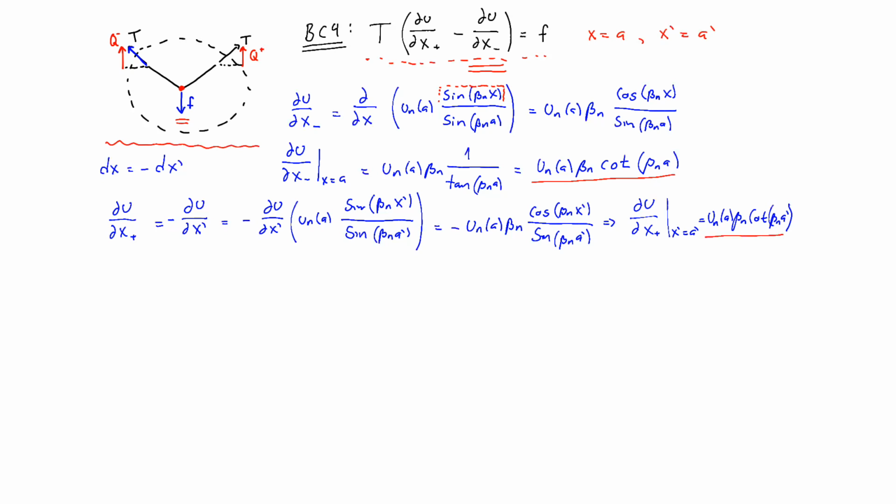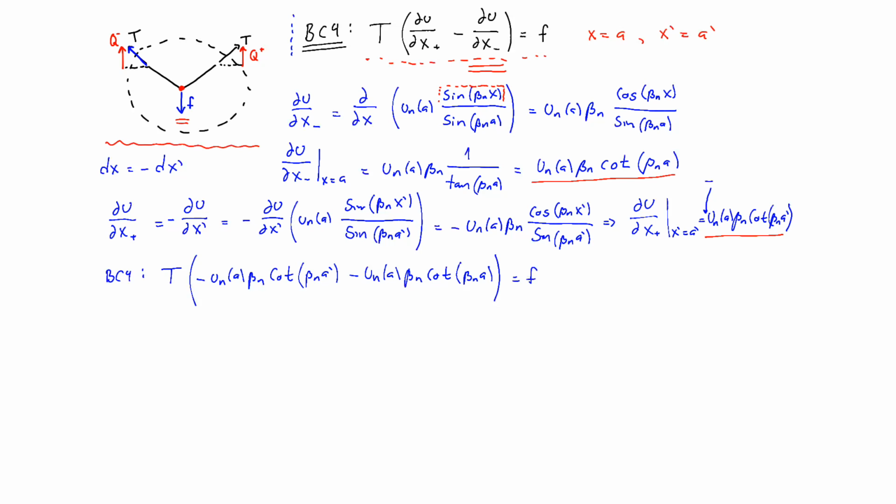Then we multiply with t and we add them according to BC4. That means that BC4 can be written as t. And then we substitute in the right derivative, and I forgot there was not enough space. Important, there is a minus here. So we get minus un of a beta n cotangent beta n a prime. And there's already a minus for the second term. So if we introduce the left solution, we get un of a beta n, and then we have the cotangent of beta n a, and I close the parenthesis, and this is equal to f.